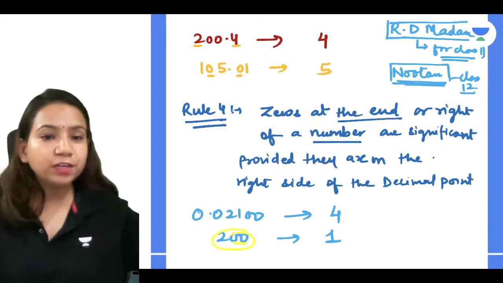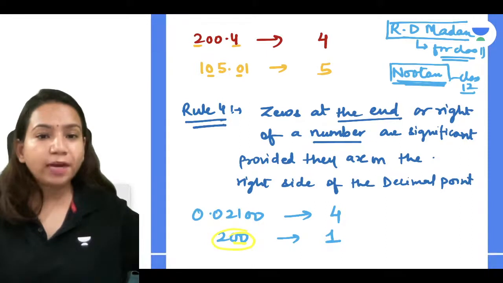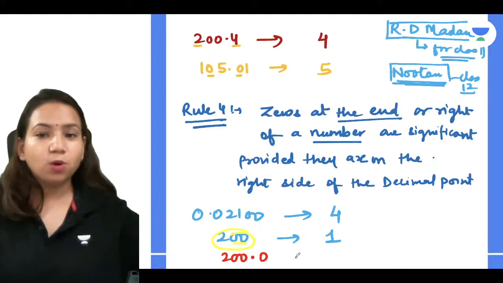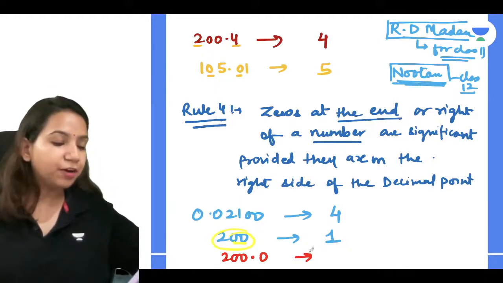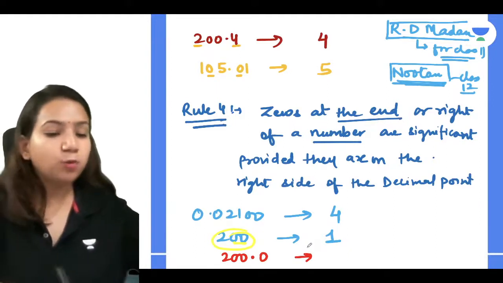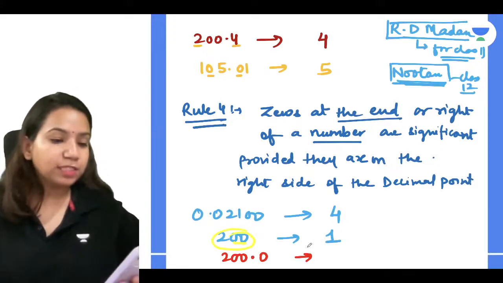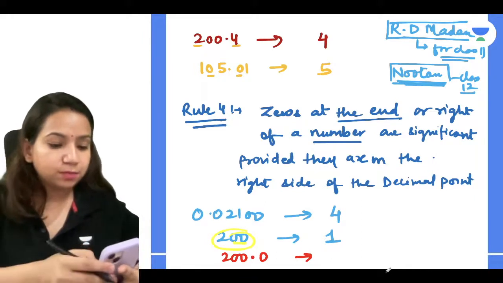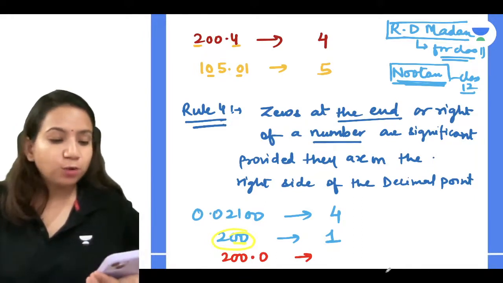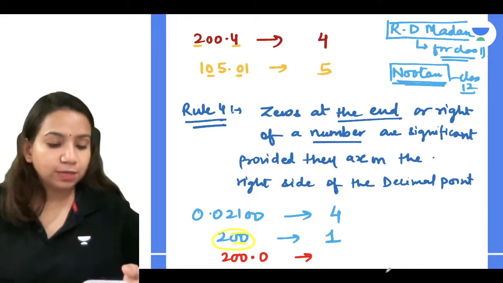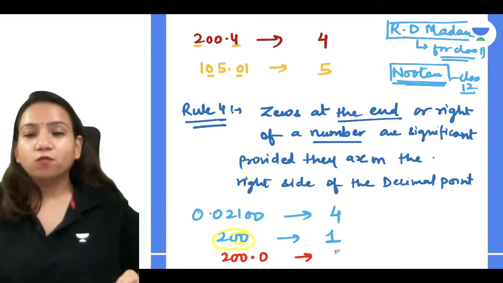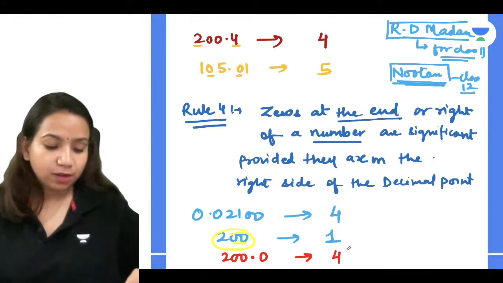While suppose if I would have written here 200.0, now try to answer this, guys. Can anyone tell how many significant figures are going to be there here? Yes, 200.0. Tell me guys quickly. 200.0 is going to have how many significant figures? Tell me. It's going to have 4. Very good. Correct. Akshay, very good.